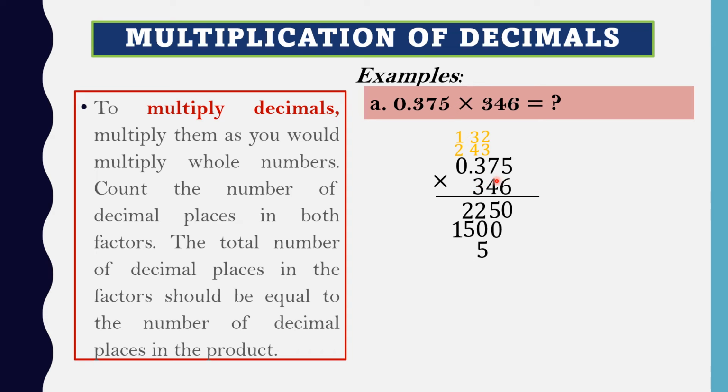Last, 3 times 5 is equal to 15, carry 1. 3 times 7 is equal to 21 plus 1, so 22. That should be 2. Wait. Let us change. Okay, let me check that again. So 3 times 5 is equal to 15.